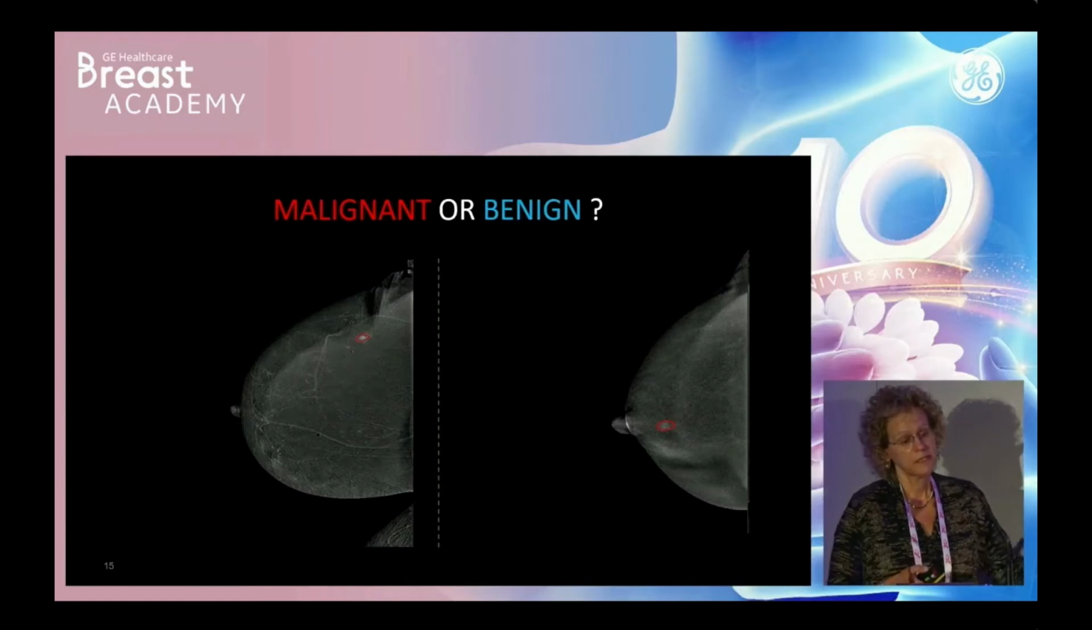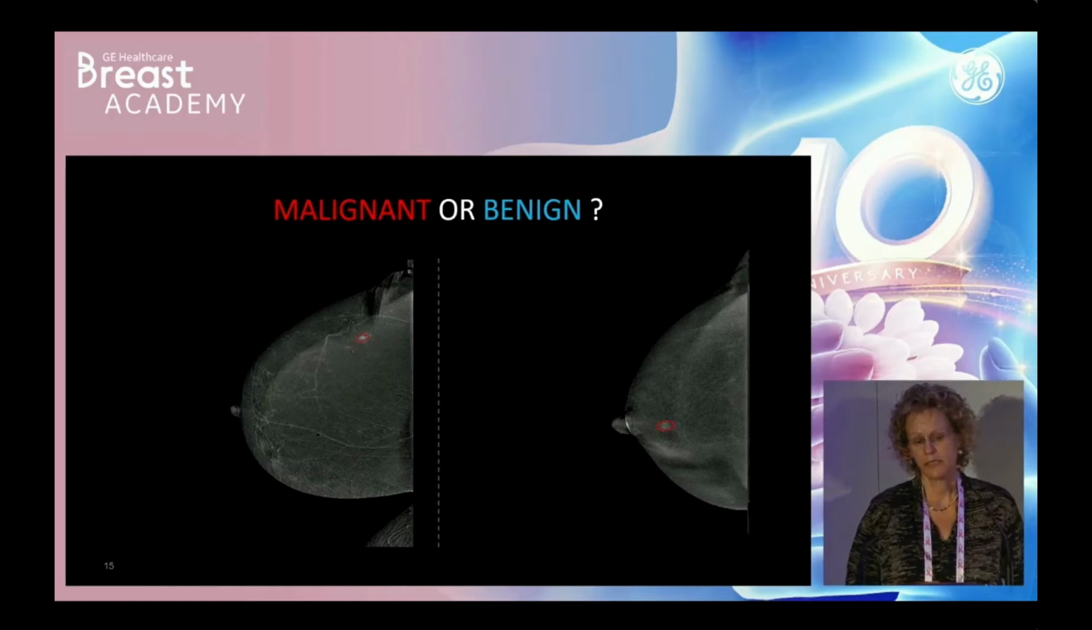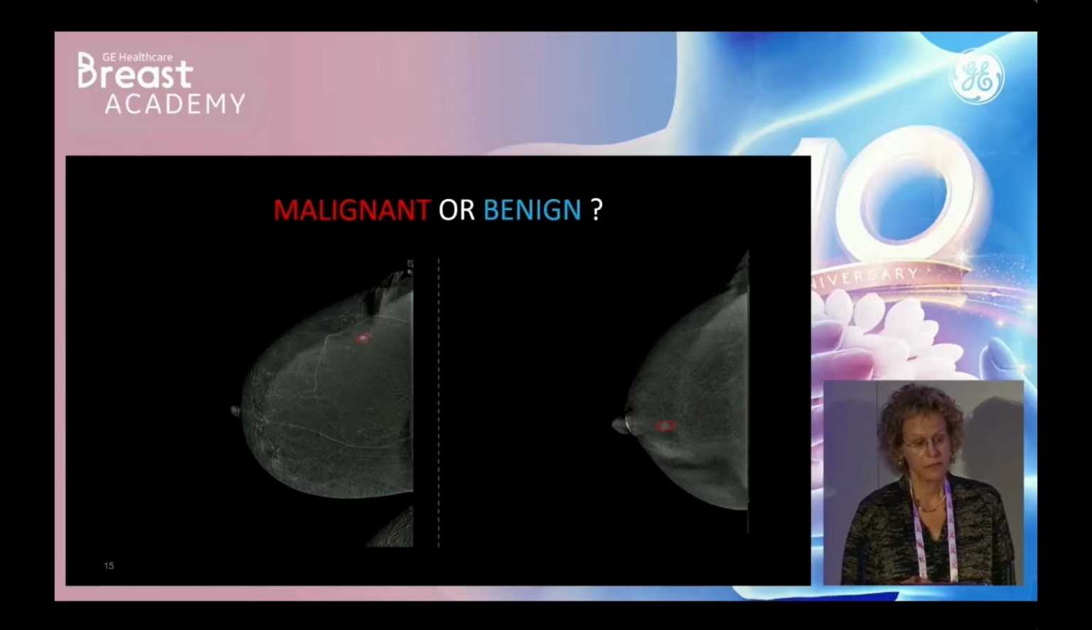Okay, so let's see how our system is working, or what the problem is. Here, for example, we can see two cases. There is a small enhancing lesion on contrast mammography. Can we tell which is benign and which is malignant? Basically, I think it's very difficult, and we cannot.